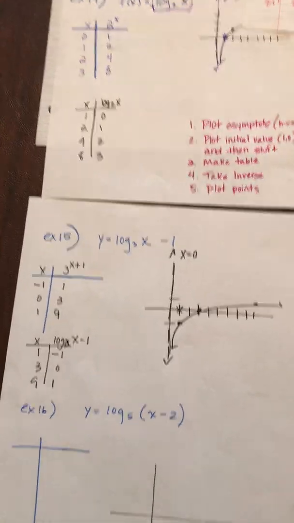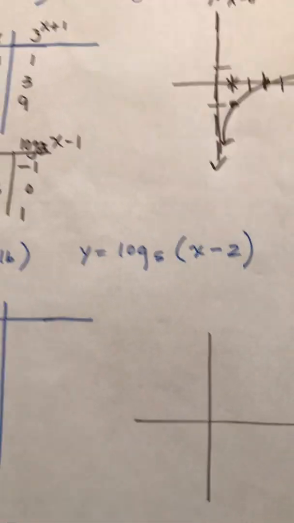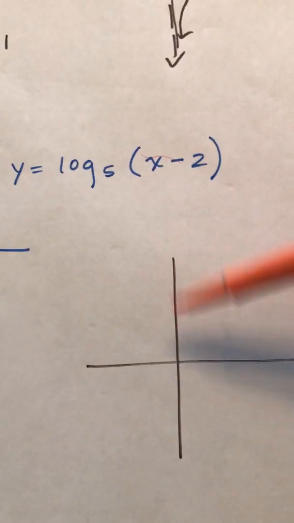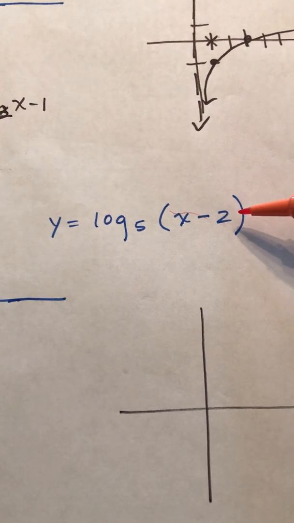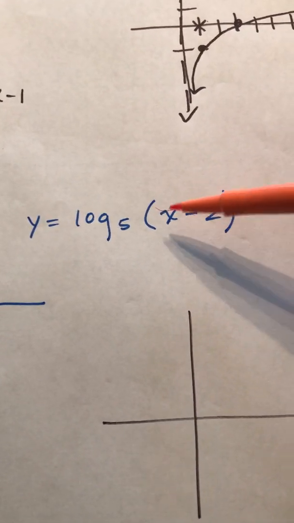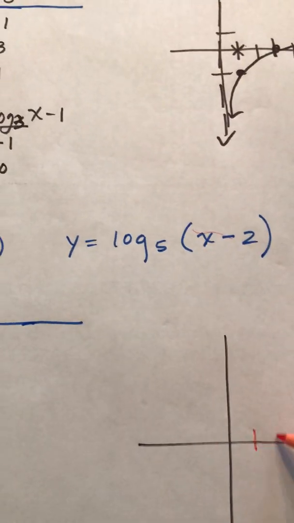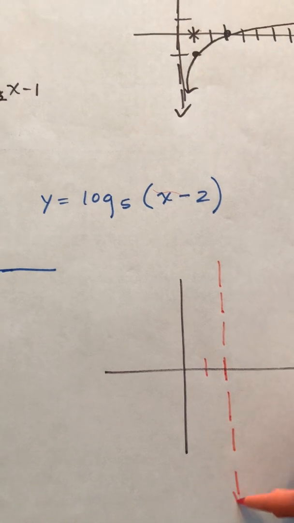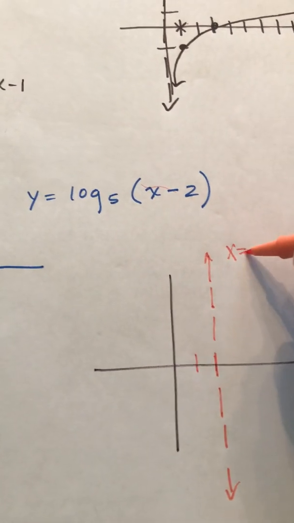Okay, let's do some more. All right, next one, the last one that I'm going to do has an h value of -2. So again, that's going to change my asymptote. So my first step is to find or plot the asymptote, which is my h value. So -2 means if I normally have my asymptote at 0, I'm going to shift it to the right 2. So just like you would shift every point to the right 2, the asymptote gets shifted to the right 2 as well. So I'm going to draw in that asymptote, and I'm going to label it as x equals 2.